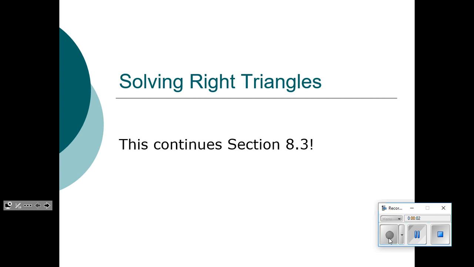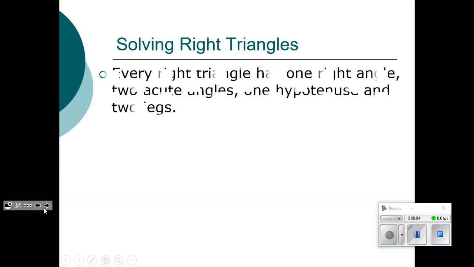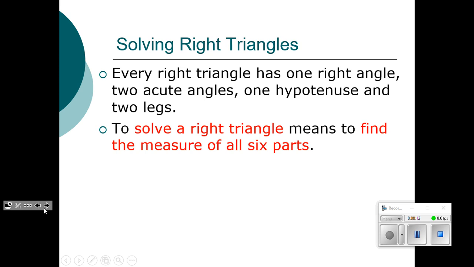Solving right triangles. Every right triangle has one right angle, two acute angles, and one hypotenuse and two legs. To solve a right triangle means to find the measure of all 6 parts.